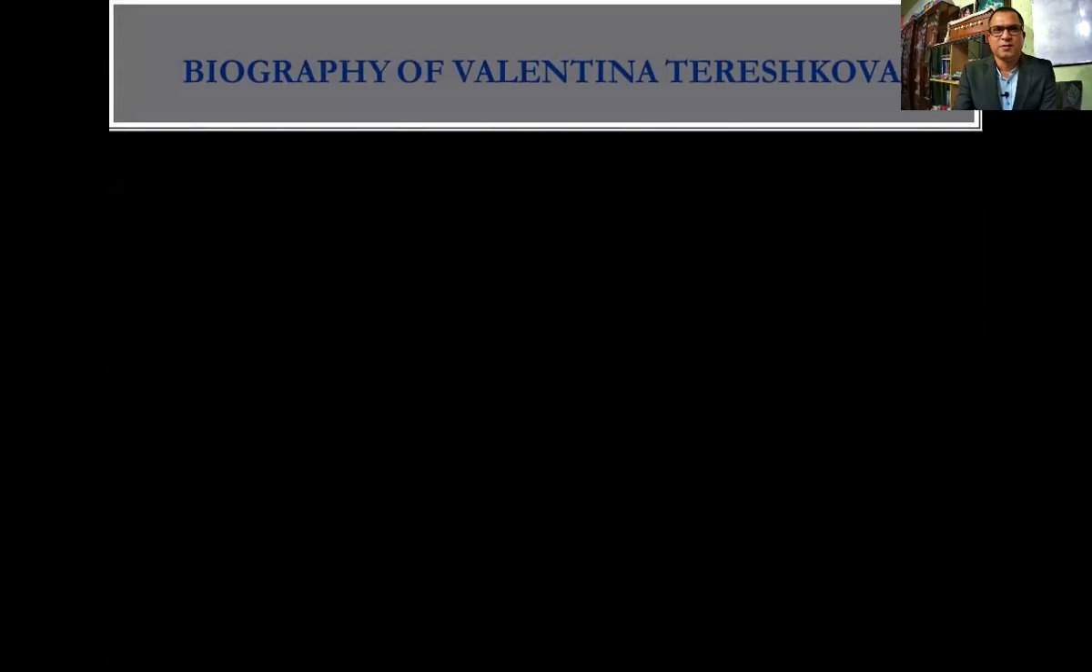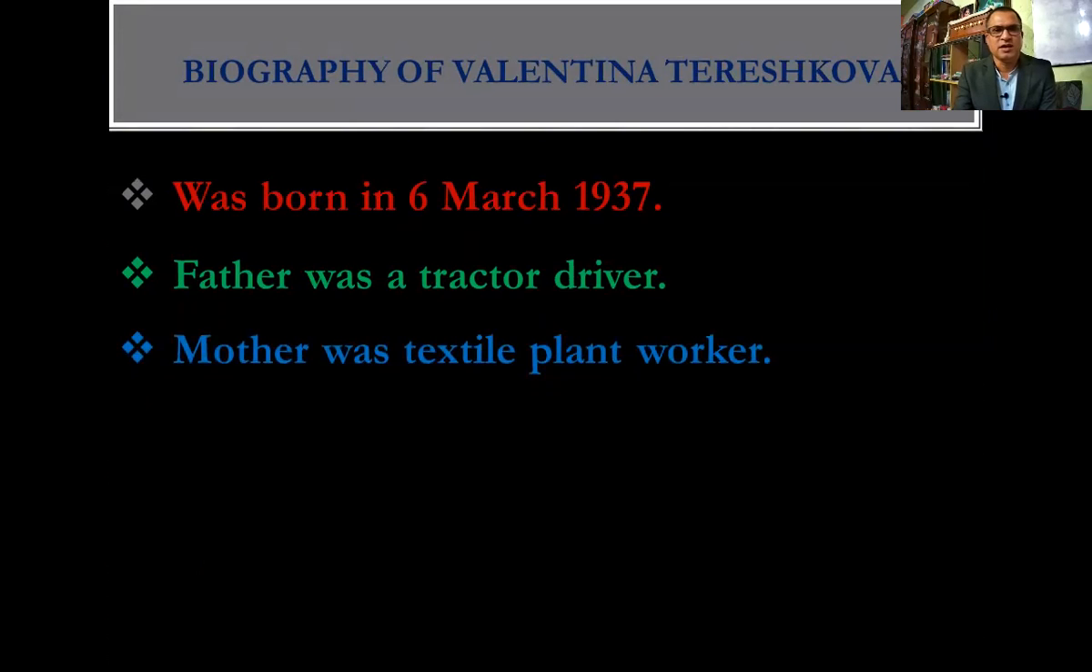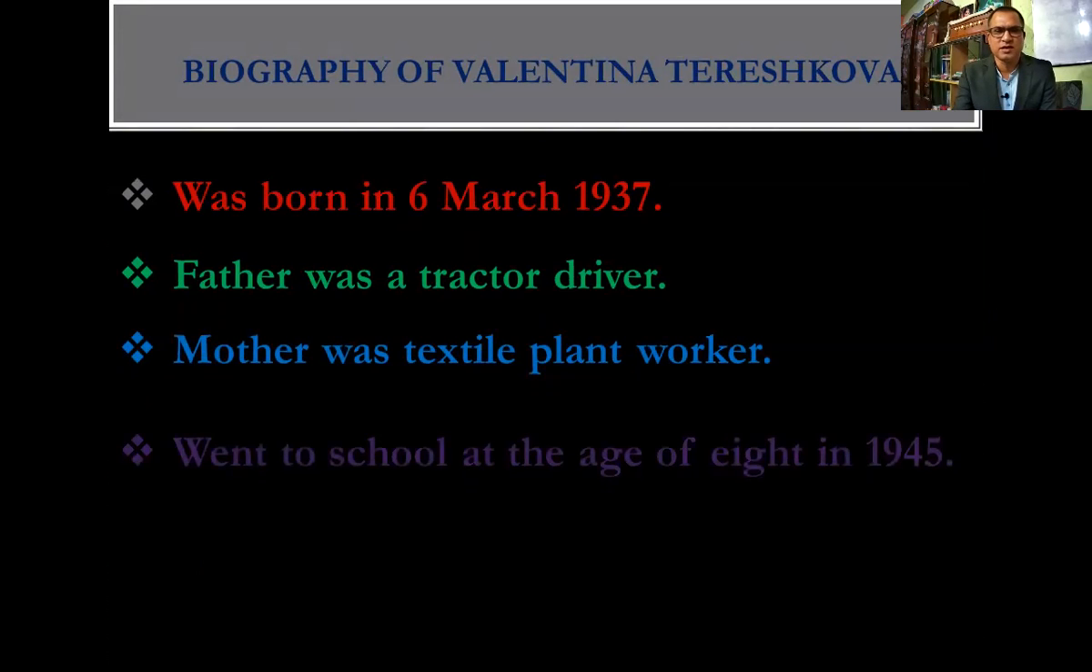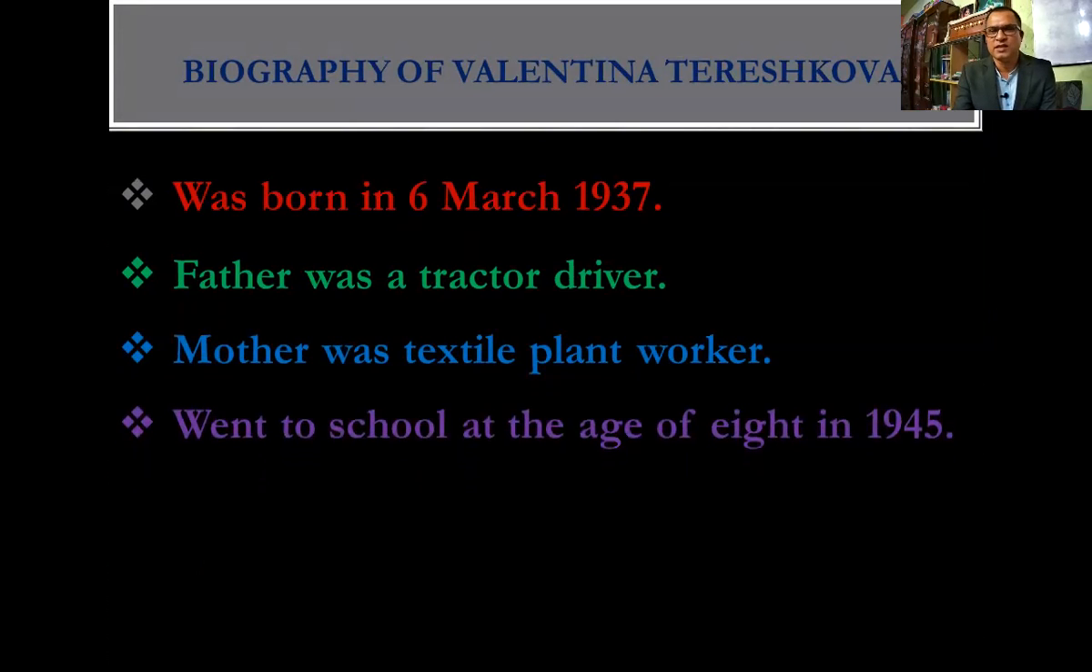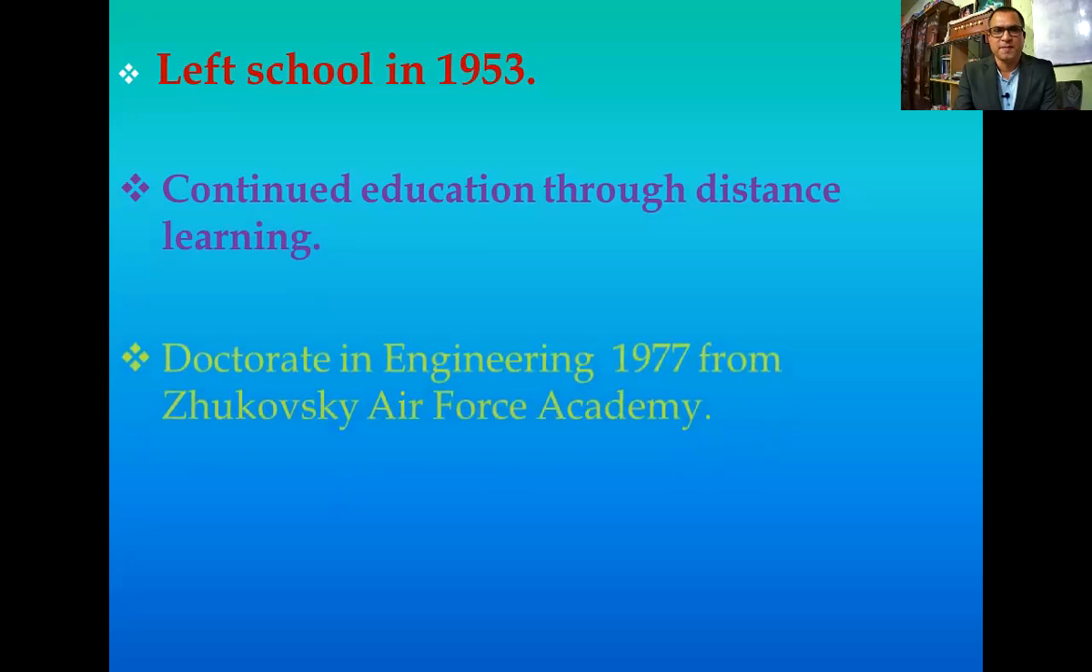Now, let us see the biography of Valentina Tereshkova. Valentina Tereshkova was born on 6 March 1937. Her father was a tractor driver. Her mother was a textile plant worker. She went to school at the age of 8 in 1945, but left school in 1953. Valentina continued education through distance learning.